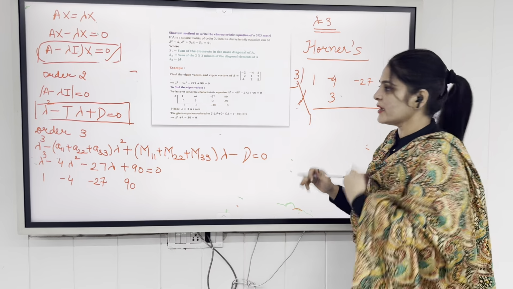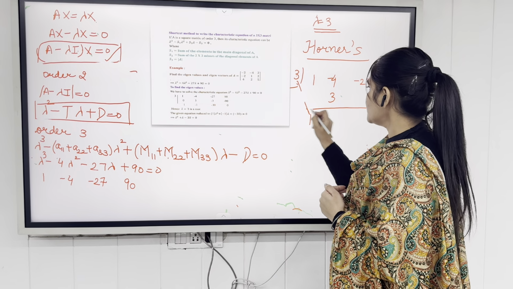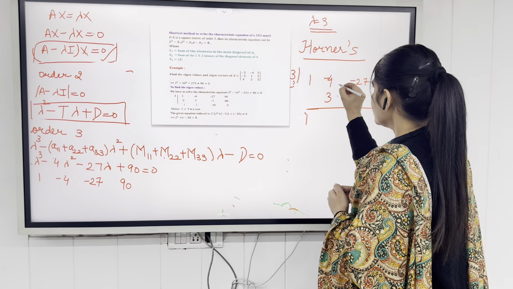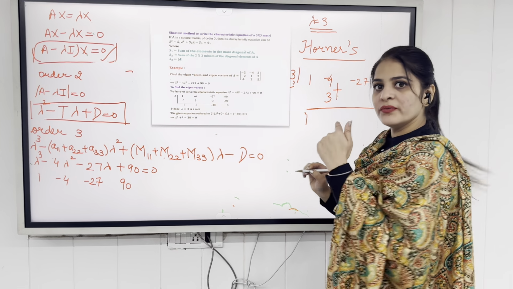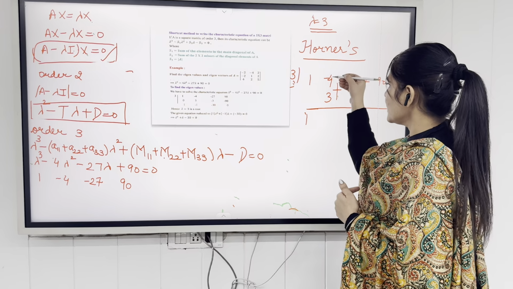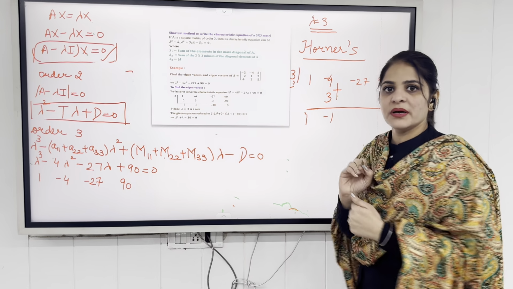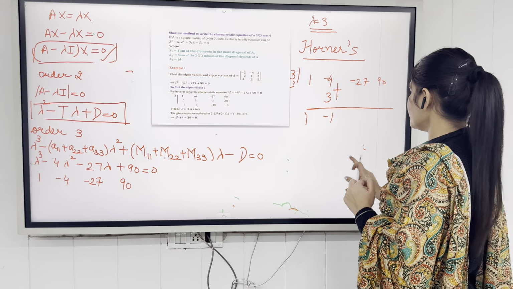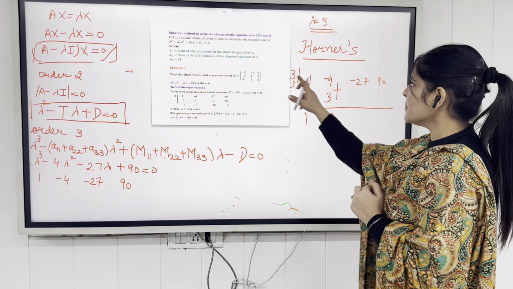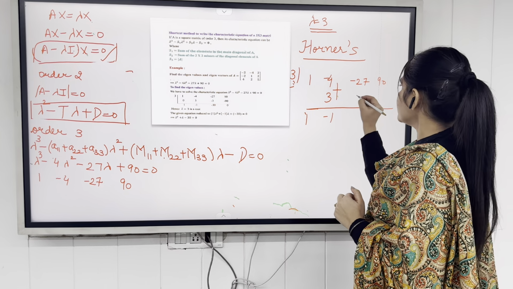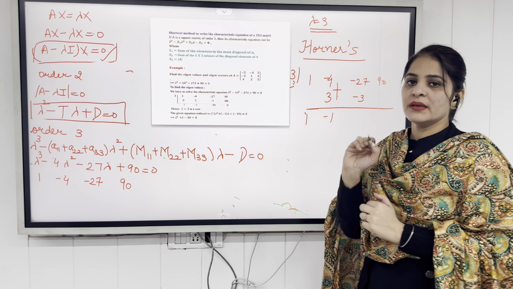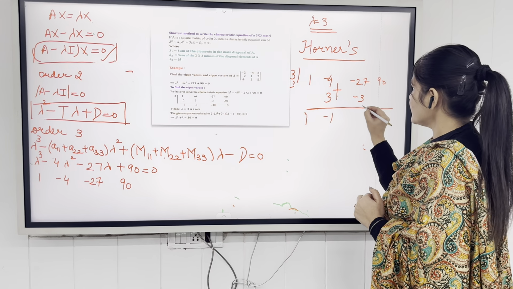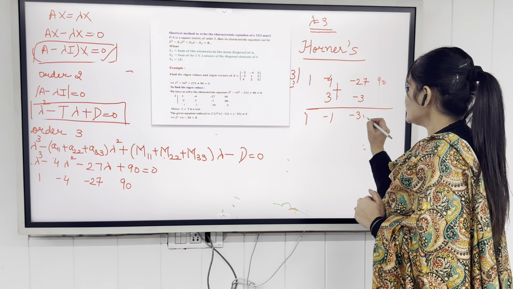If you observe, this is a sign of multiplication, so we are multiplying from this side. 3 into 1 will be 3. Write here 3. The next is a sign of addition, so we add minus 4 plus 3. This is minus 1. Again, from this side we multiply: 3 into minus 1 gives minus 3. From this side we do addition: minus 27 minus 3 gives minus 30.